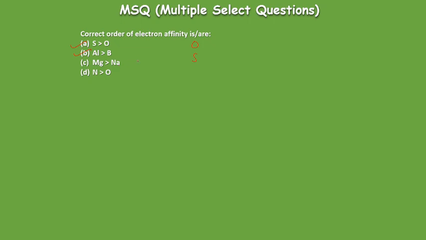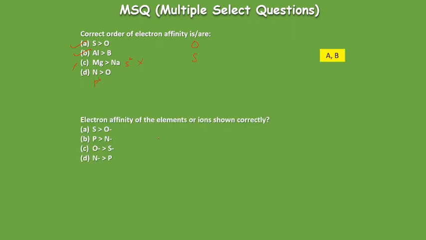Magnesium is greater than sodium. So this is incorrect because magnesium has s2 type of configuration, which is a complete shell. So this has less electron affinity than the sodium. So this is incorrect. Then nitrogen is having more electron affinity than oxygen. Again, p3 type of configuration, so this will have less electron affinity value than the oxygen. So AB is the correct answer.